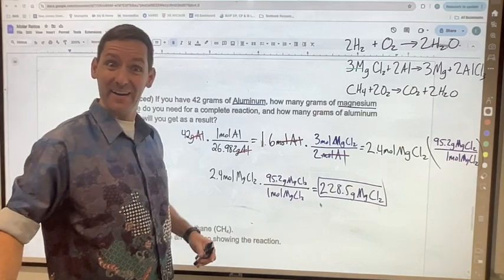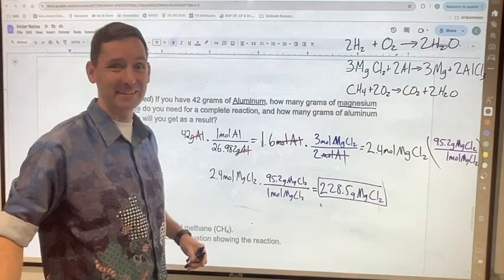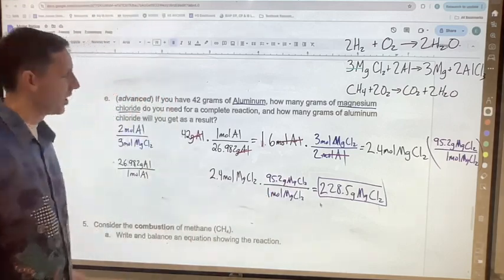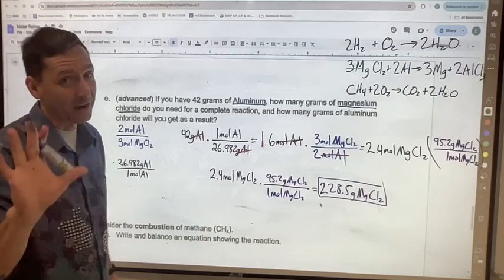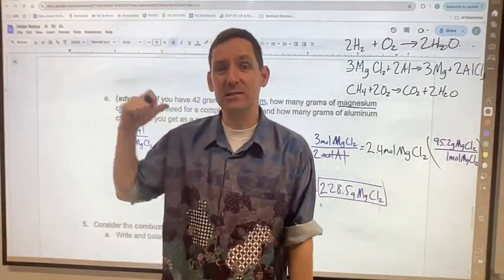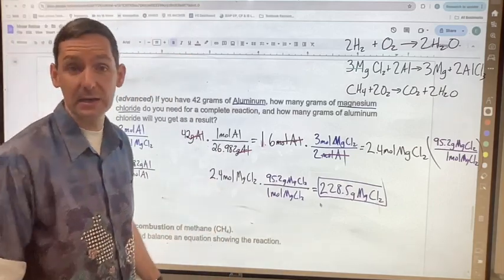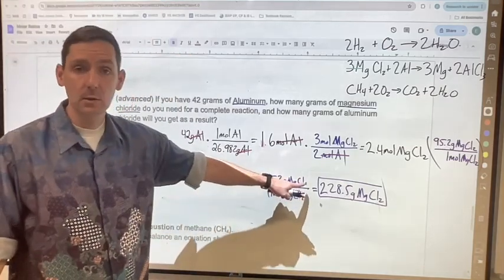Ta-da! How about them apples? It's not apples, it's aluminum, right? But same idea, you get it. All right, awesome. Now, to be fair, for this question, that's only half the question, right? The question was how many grams of magnesium chloride do I need for a complete reaction? Well, now I know. Now I know.